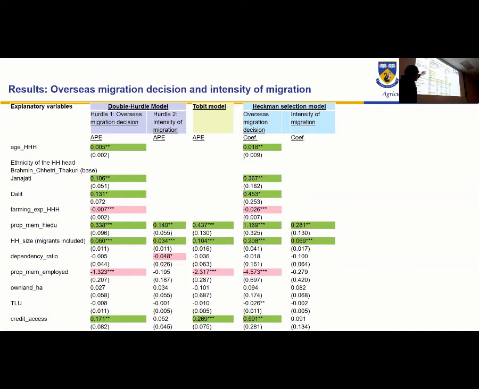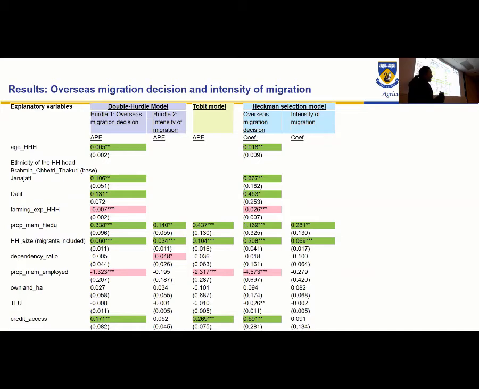These Dalit are even called the untouchables. So they are highly marginalized, and they are deprived of economic, social, or political opportunities in Nepal. So you can see from this community compared to this Brahmin community, the overseas migration is more likely to occur in those marginalized communities. Likewise, this proportion of members with higher education.